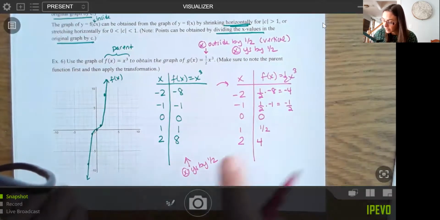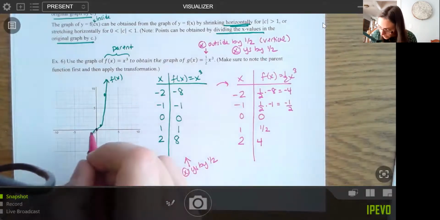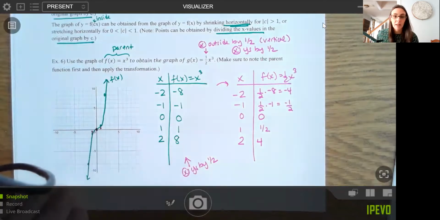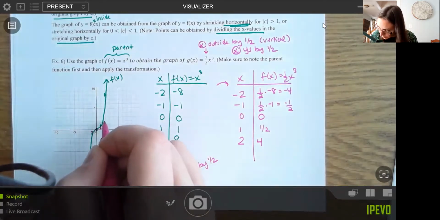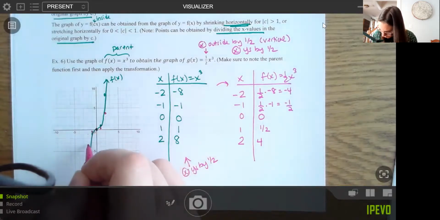So let's go ahead and plot this. The 0, 0 still stays. On the 1, we're at 1/2 though. And on the negative 1, we're at -1/2. I'm just going to do my best there. And then at 2, I'm only at 4. 1, 2, 3, 4. And then here at -2, I'm at -4: 1, 2, 3, 4.